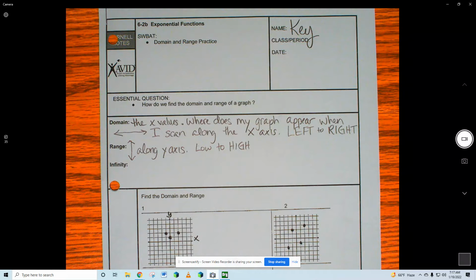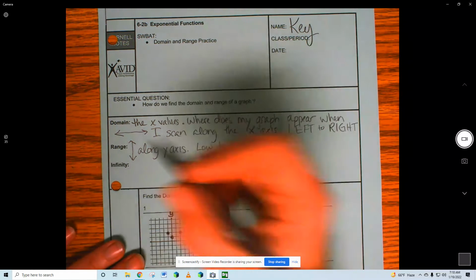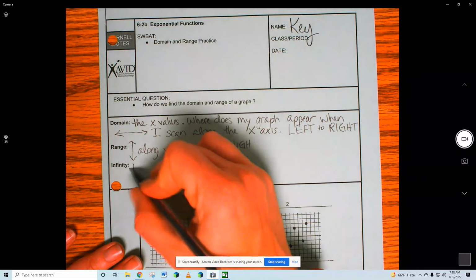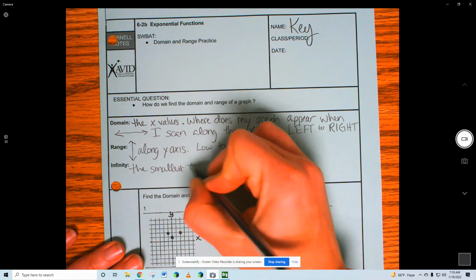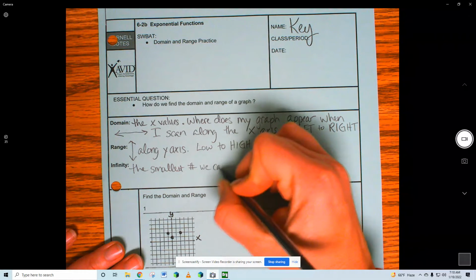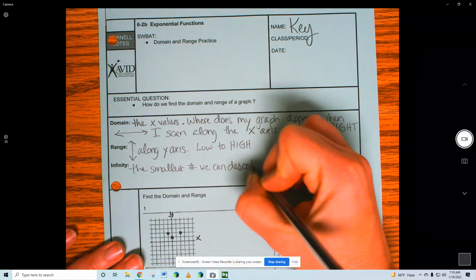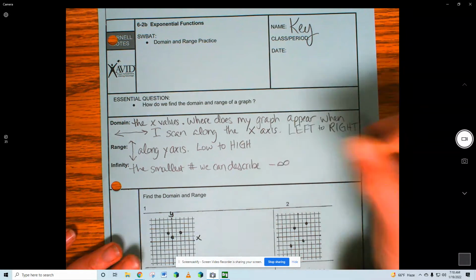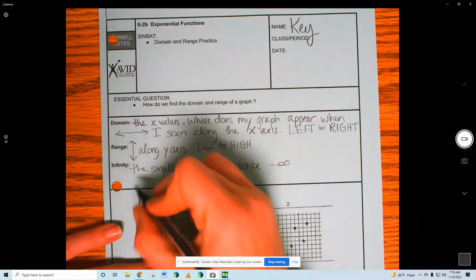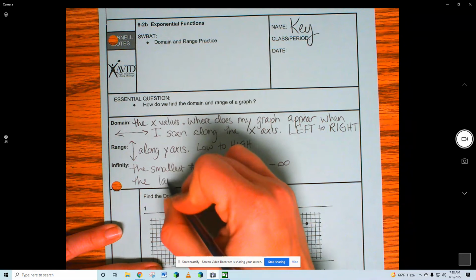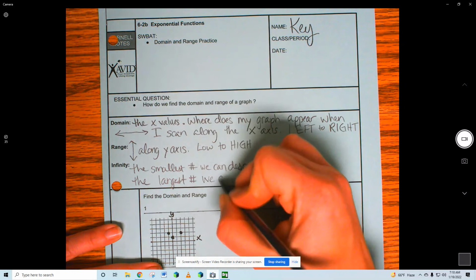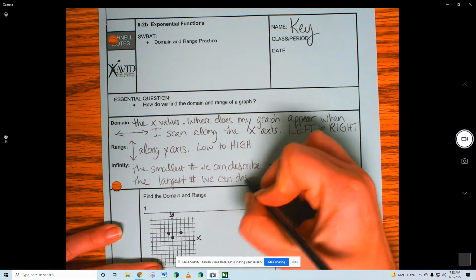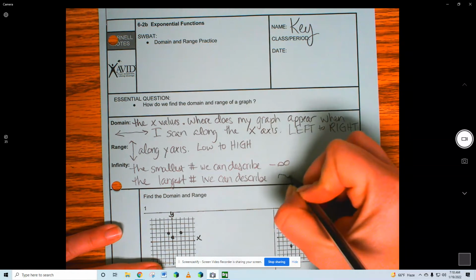The smallest number that we can describe is negative infinity, and the largest number we can describe is positive infinity.